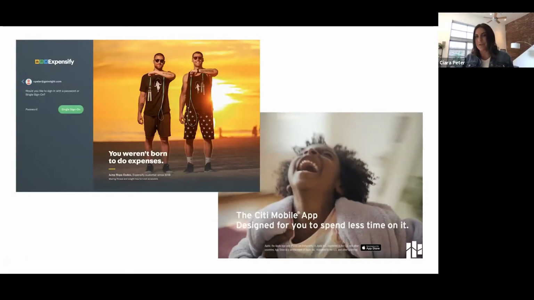People at these companies are very smart, whoever was in charge of this. At Expensify, you weren't born to do expenses. These guys are like extreme jump ropers. They don't want to be doing expenses, but let's make sure that if they are, it's easy, maybe even fun. Maybe they get a reward for it. The City mobile app, designed for you to spend less time in it. It's very counterintuitive to all these points, but it is so true.